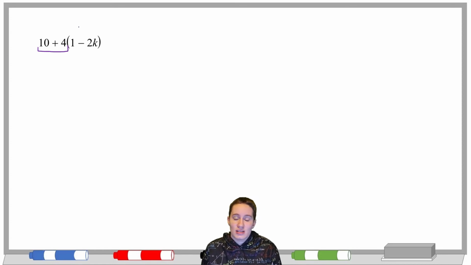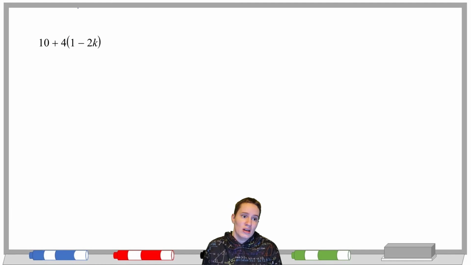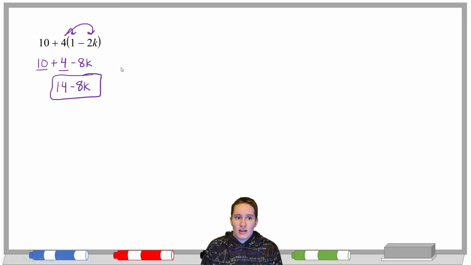So if they wanted us to do 10 plus 4 at the beginning, they would need to put parentheses around it like this to show us that they wanted it first. Since they didn't do that, we have to assume that the person who wrote this wants us to distribute and then add the 10. So 4 times 1 is 4. 4 times -2k is -8k. So we're going to do 10 plus 4 and get 14 minus 8k. That would be our answer. Let's look at another one.